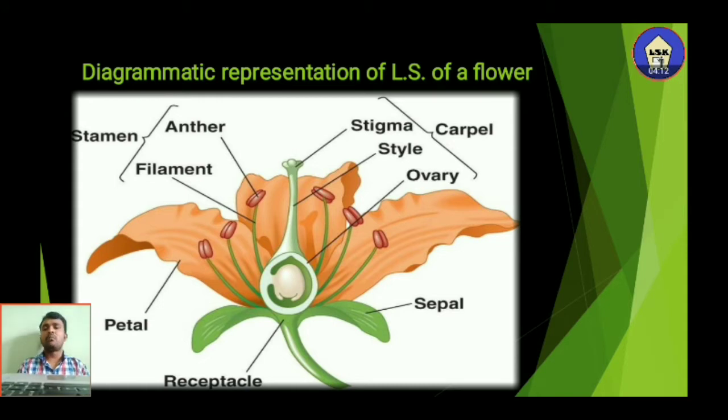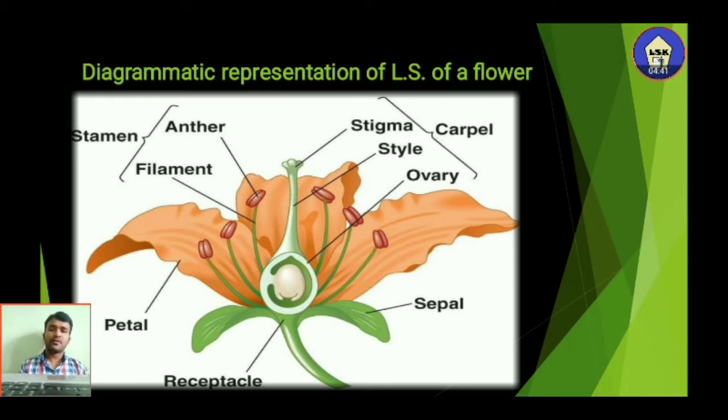Calyx is the outermost floral part, and the calyx is made up of sepals. So sepals are the units of calyx. And you know, in the bud condition, all types of flowers appear almost the same in color, that is green. That is mainly because of the sepals. Especially at the time of the bud condition, the internal organs are protected by this calyx. So calyx is the outermost floral organ.